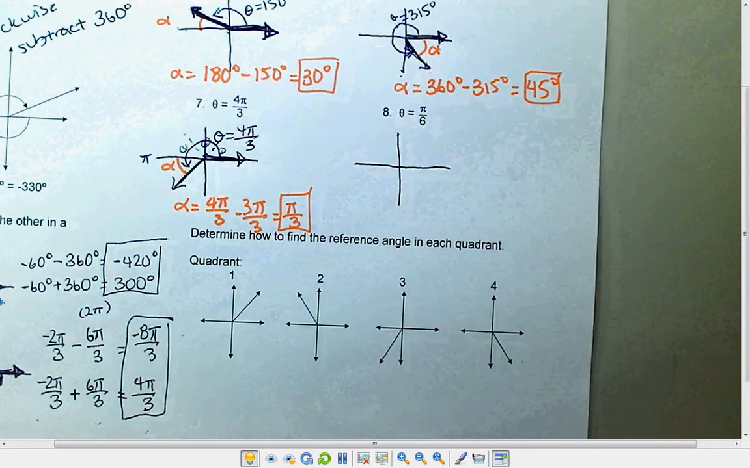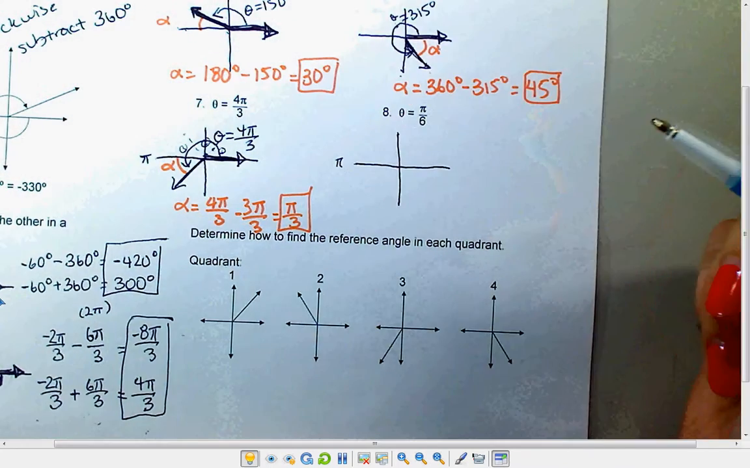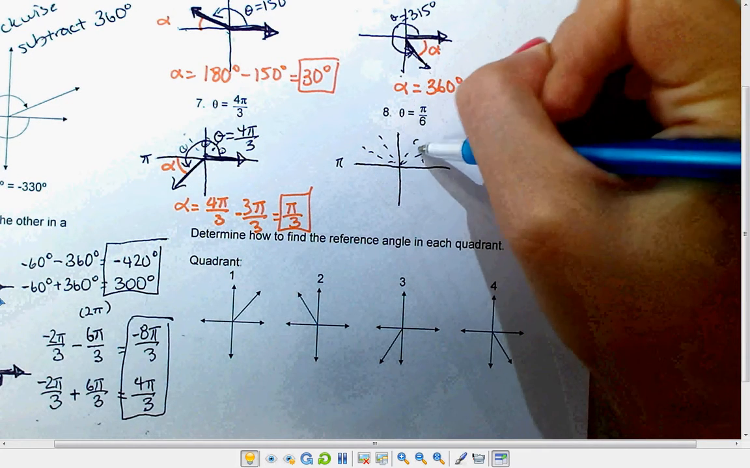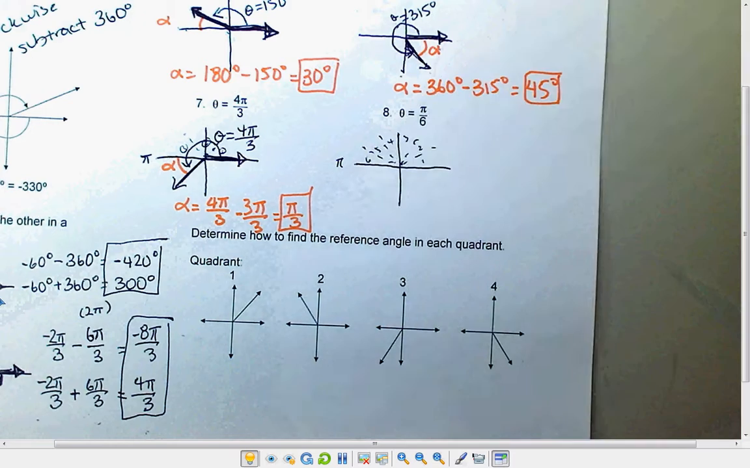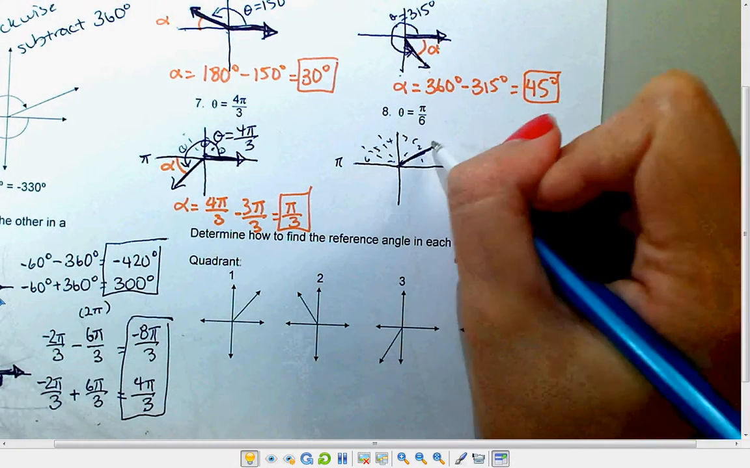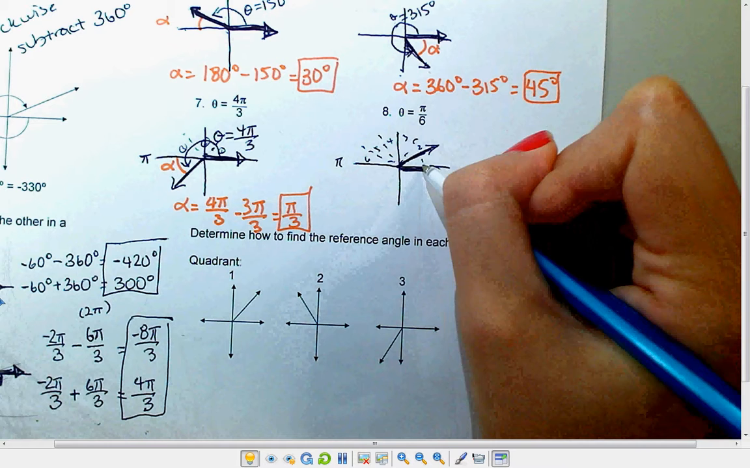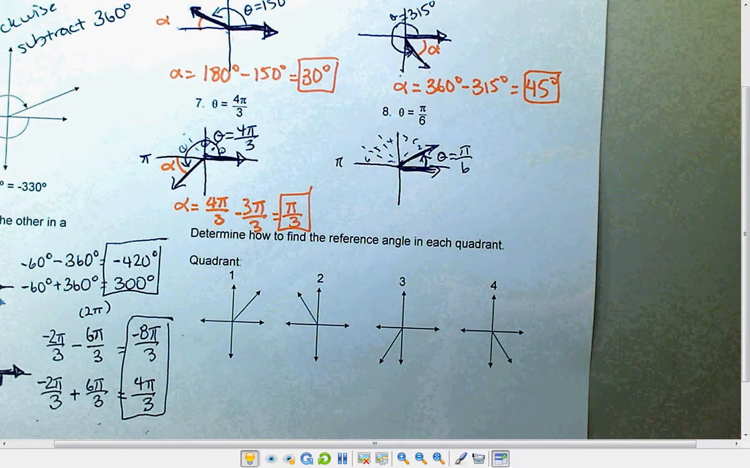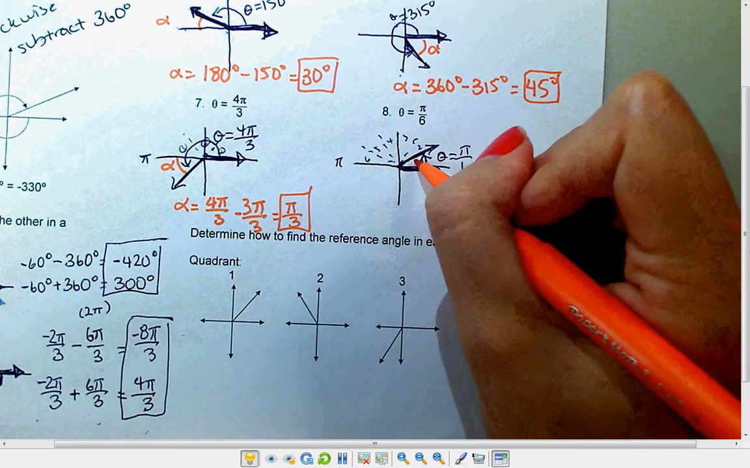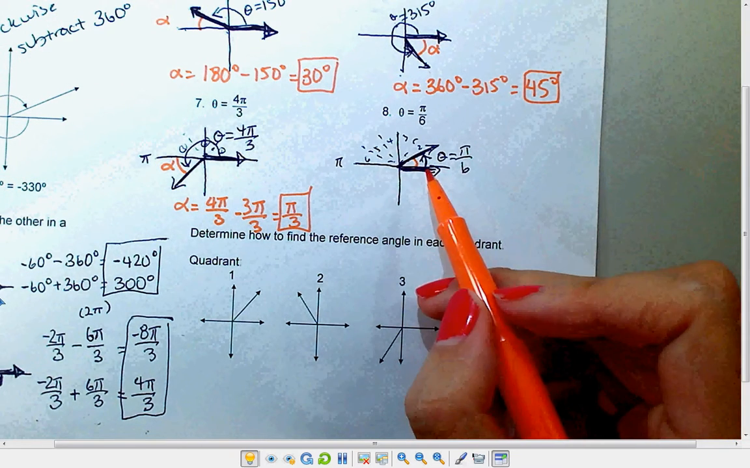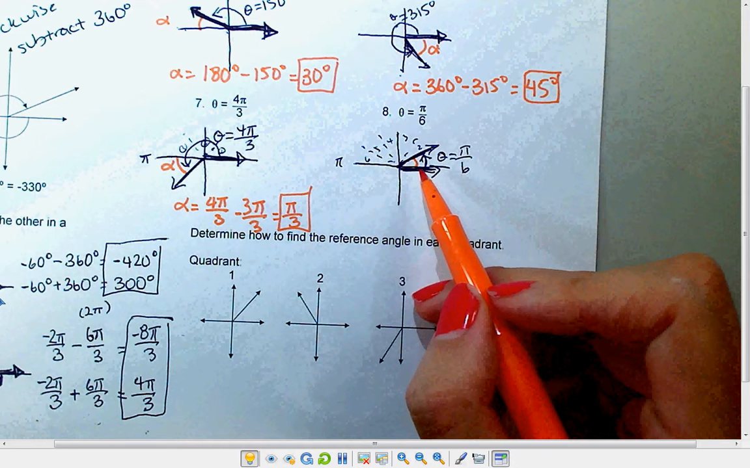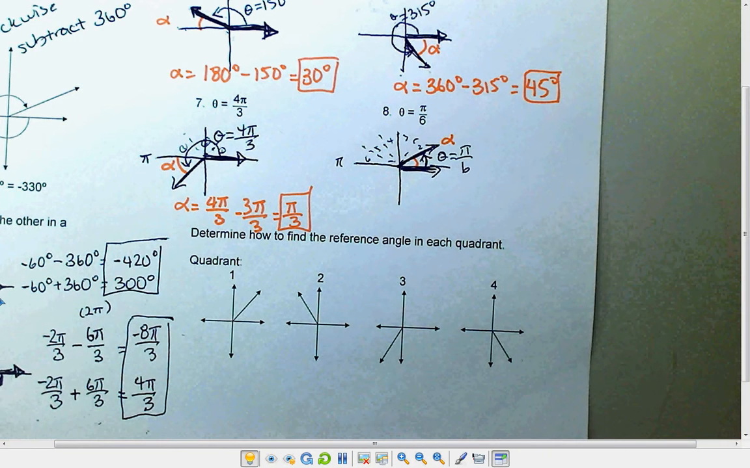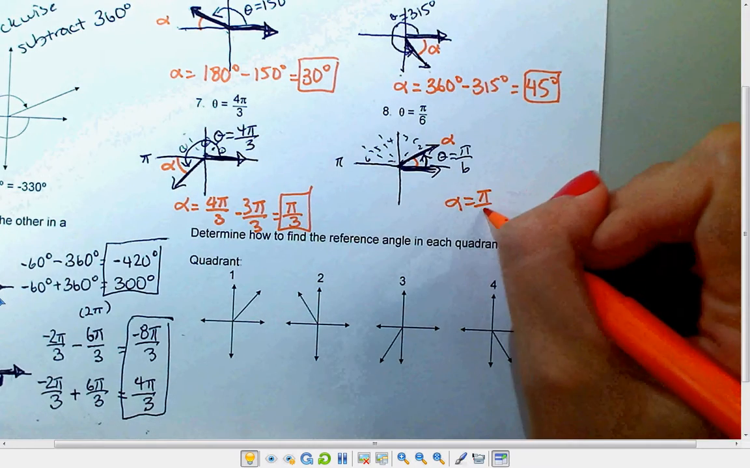Now pi over 6. So again, this is pi. If I were to divide these up into sixths, 1, 2, 3, 4, 5, 6, then it would just be in the first one right here. So this is my theta, pi over 6. And in this case, the reference angle is actually the same thing, because this is closest to this part of the x-axis. So your alpha is the exact same thing. It's just pi over 6.